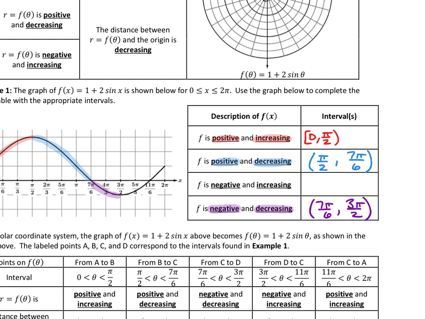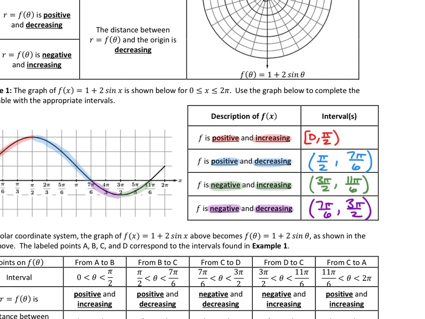We have another itty-bitty interval where the graph is underneath the x-axis but is getting bigger, which means this section right here is the section where the graph is negative underneath the x-axis, but it's increasing because it's going up. This is the interval from 3 pi over 2 all the way to 11 pi over 6.